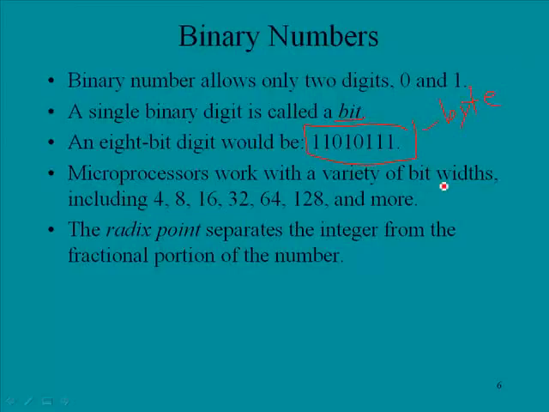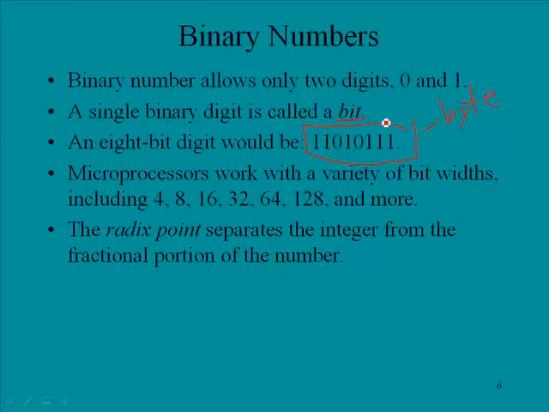Microprocessors work with a variety of bit widths, including 4, 8, 16, 32, 64, 128, and more. We probably won't be dealing with much more than 8 in this class. It gets very cumbersome when you start dealing with 16 and 32, 42 bits, especially when you're trying to calculate what that is in binary.